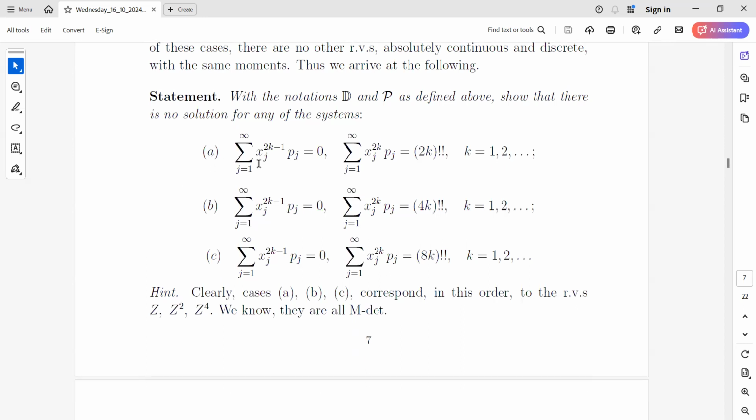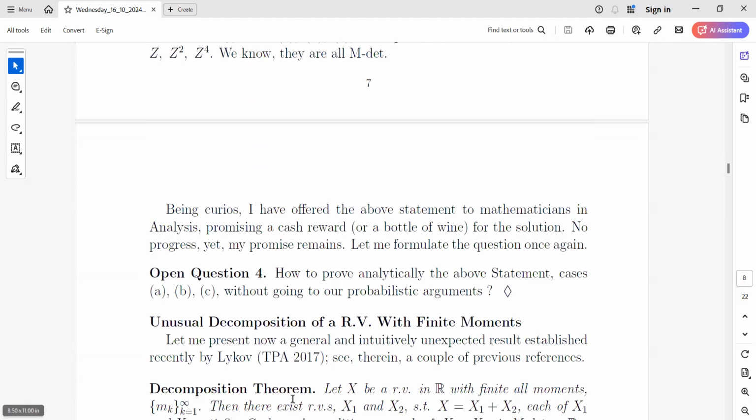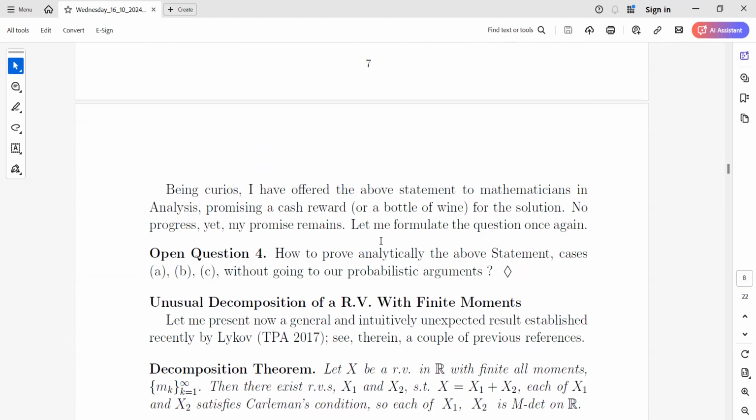This is the statement: show that there is no solution to any of these systems. Look here, there is one system, here there is another one, and here another one. And I'm claiming that these systems do not have a solution, and the proof is based on probabilistic arguments, because we know what z squared and z to the power 4 are. And I even suggested to some people in analysis, say, a cash reward or a bottle of wine, if they find the solution without using our probabilistic arguments. No success yet.